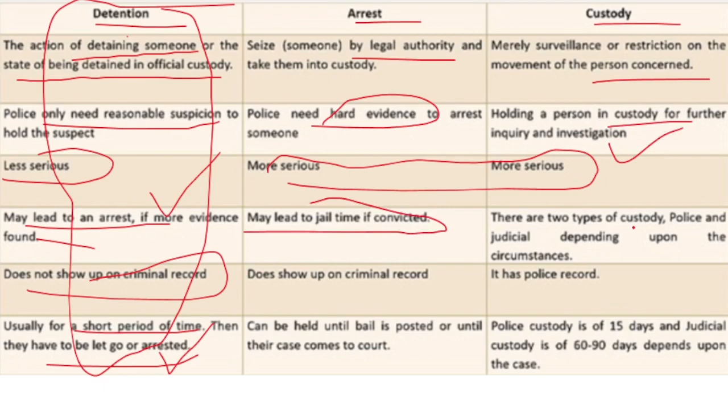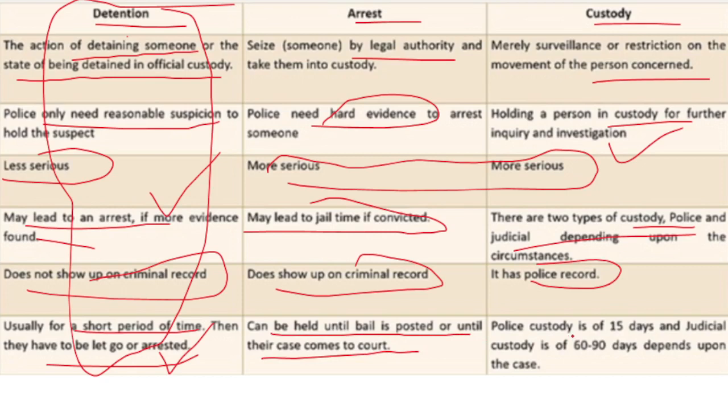Here there are 2 types of custody which we explained already, the police custody and the judicial custody, depending on the circumstances. So this one shows up in the criminal record, this one also has a police record. They can be held until bail is posted or until their case comes to court. Here there are numbers like 15 days police custody and judicial custody 60 to 90 days, again depending on the case. So that and all is based on what the magistrate tells after 24 hours of custody. So like that, these are the basic definitions, basic differences which you should know.